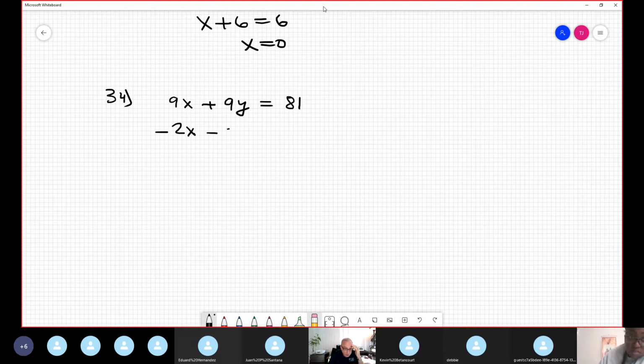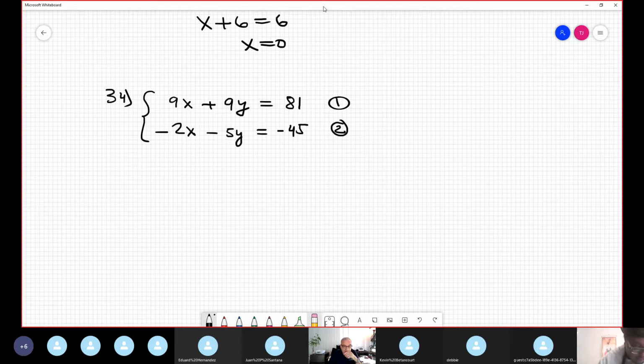Minus 5y equal negative 45. This example is good to illustrate a new idea. Look, sometimes this situation happens. Okay, we can simplify our system a little bit.